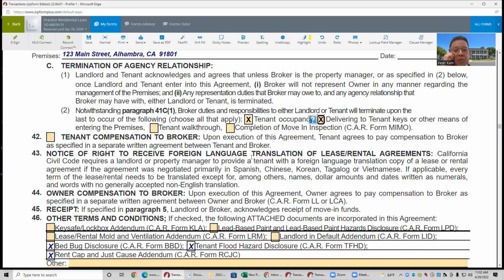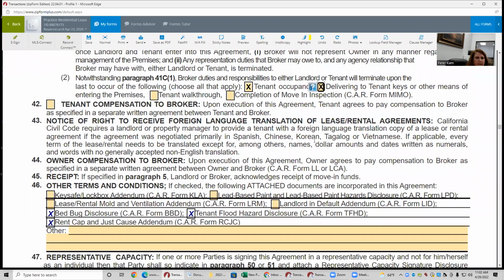Agents, this is new, and it's a really great protection for us, because that means our agency relationship is terminated upon these 2 activities. Make sure that you're not leaving that blank. Please check them. Our TC will be looking for those check marks. So please make sure that we're checking these for the agency. Tenant compensation to broker. Normally it's the landlord paying, but if it's the other way around, go ahead and check that.